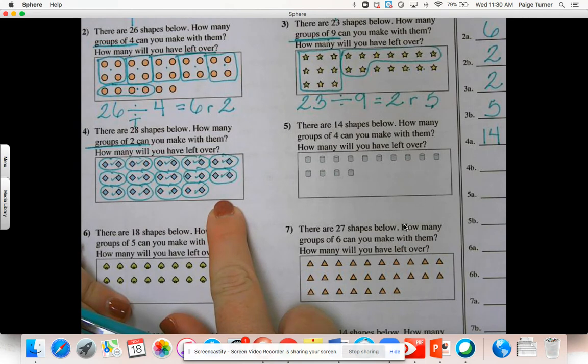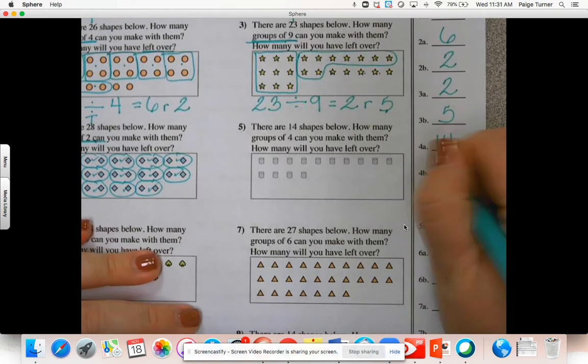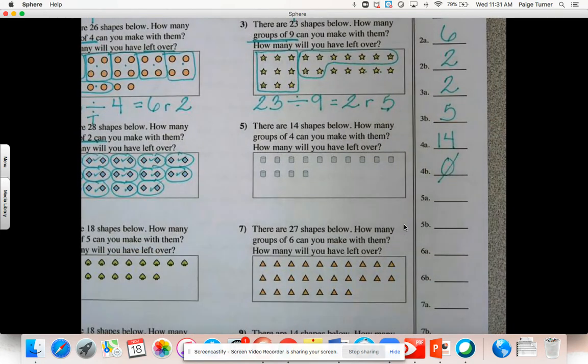Now look, how many shapes were left over? How many shapes do you see here that are not in a group? Well, that would be 0, right? We actually, in question number 4 here, don't have any shapes left over. So the answer is 0. So what does that tell us? That tells us that since we didn't have any shapes left over, there is not going to be a remainder. Not all division problems have remainders. Some do and some don't.